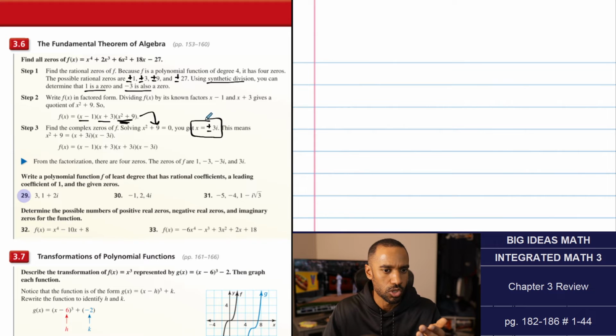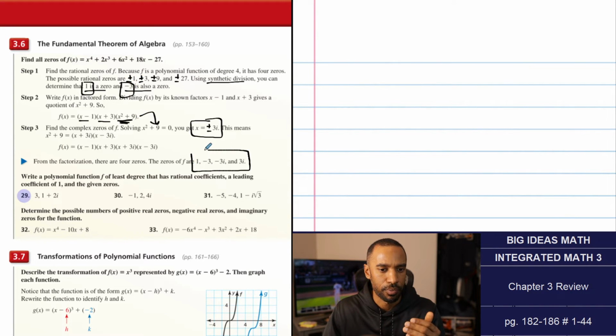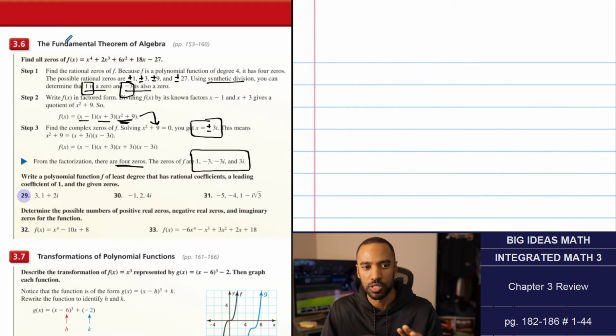So these are two solutions right here, and these are two solutions right here. So your final solutions are 1, negative 3, negative 3i, and positive 3i. Now, there are 4 zeros in total. The fundamental theorem of algebra states that the degree of your polynomial will tell you how many solutions there will be. There should be 4.